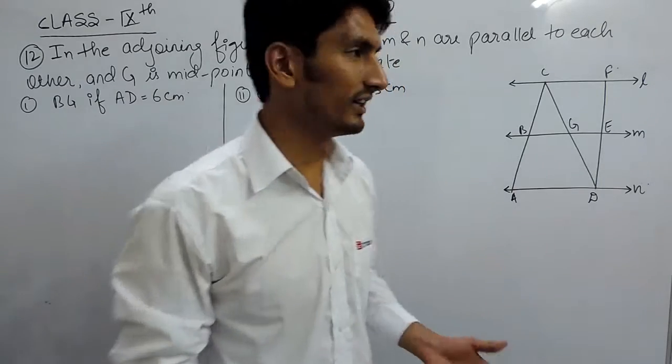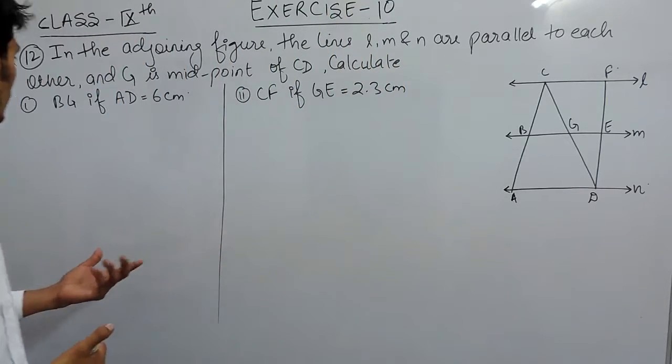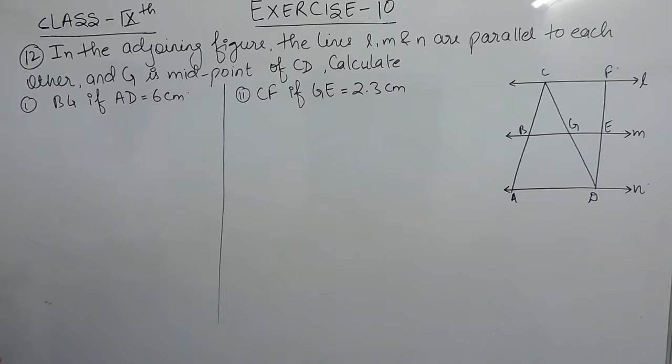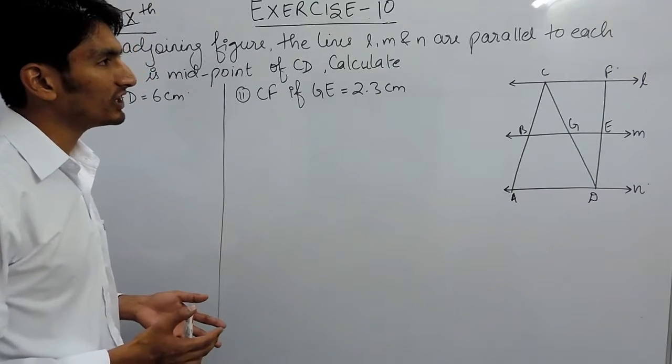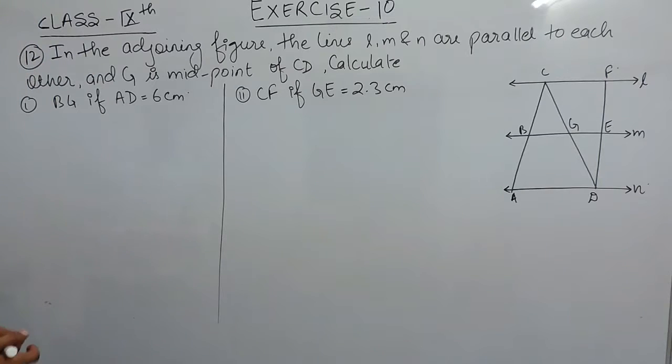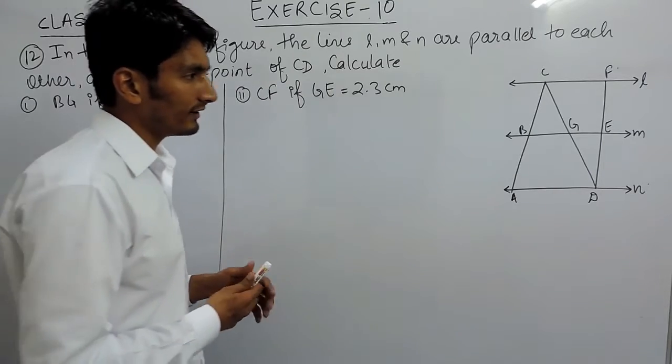Hello everyone, in this video we are going to solve the first two parts of question number 12. In this you are given a figure where three lines, which are L, M and R, are parallel to each other, and it is also given that G is the midpoint of CD. Then you have to calculate BG and here you have to calculate CF. Now let's solve it.